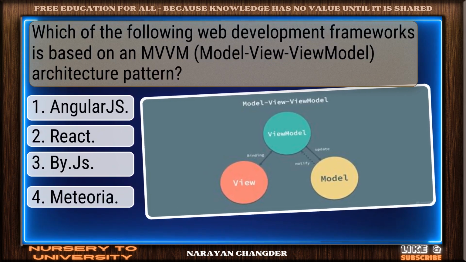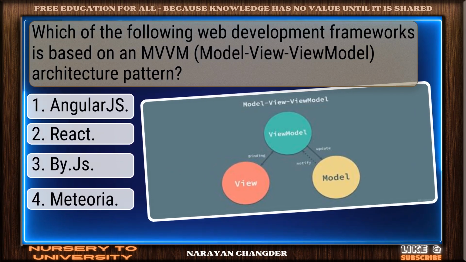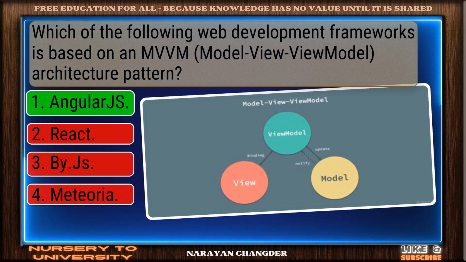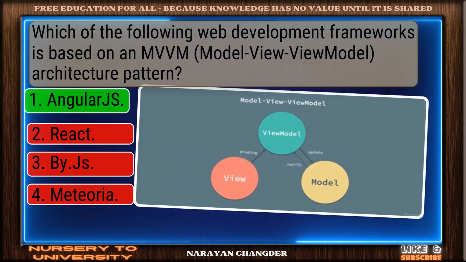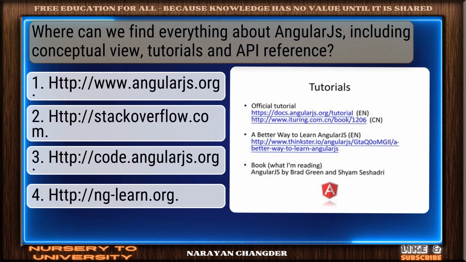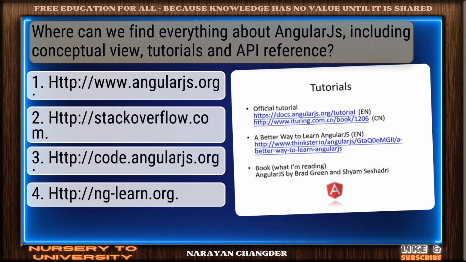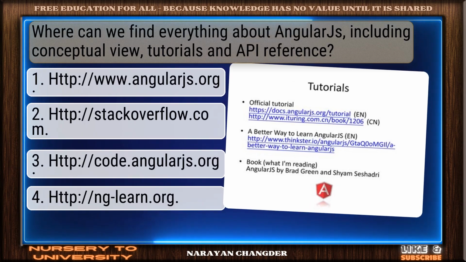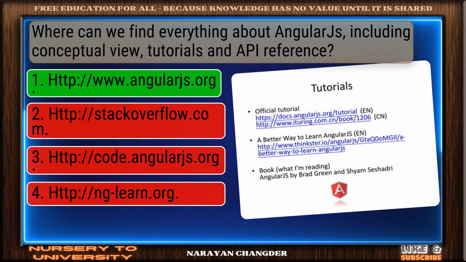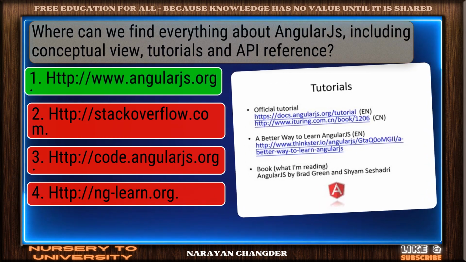Question number 3. Which of the following web development frameworks is based on an MVVM architecture pattern? Excellent choice. Angularjs is the right answer. Question number 4. Where can we find everything about Angularjs, including conceptual view, tutorials, and API reference? Well reasoned. http://www.angularjs.org is the correct choice.